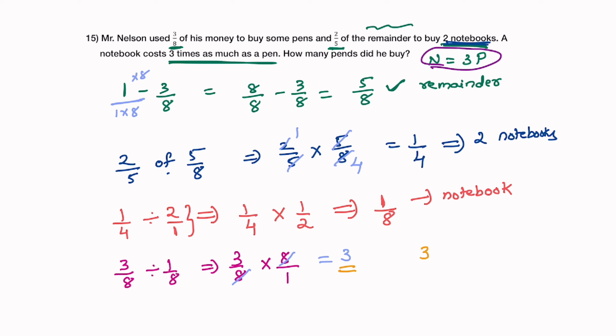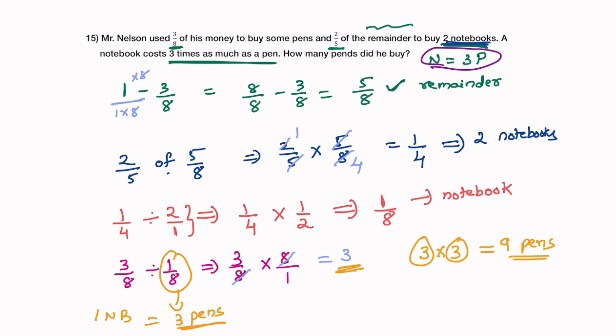So we do 3 times 3 because this amount buys me 3 pens, right? That's the amount for one notebook, or it's the amount for 3 pens. So that's why we have 3 here and the answer 3 from here. So that's 9. So that's what he can buy. So how many pens did he buy? He bought 9 pens. Okay, so this is how we solve this question, and we end it here because we are done with all 15 questions.